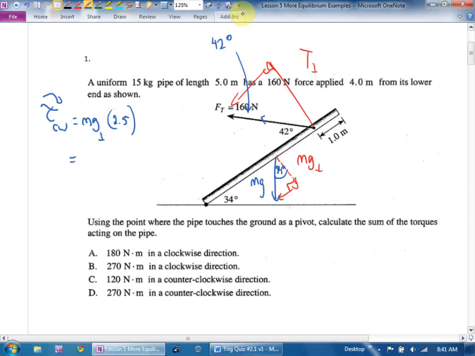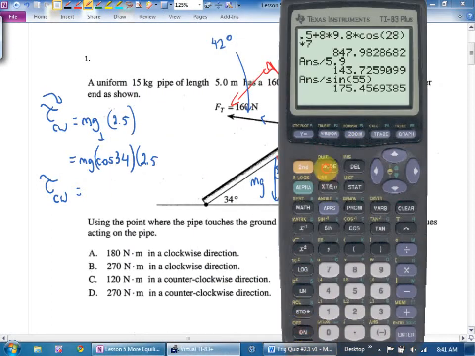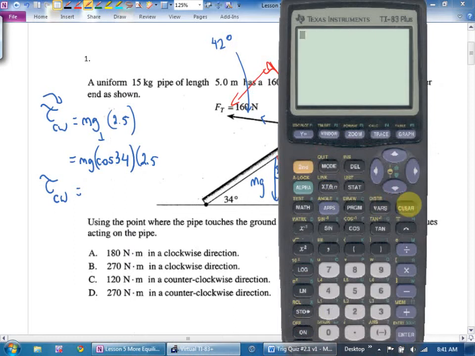So I think this ends up being mg cosine of 34 times 2.5. The clockwise torque ends up being, math 12s, make sure you're in degrees. Am I in degrees? I am. The clockwise torque ends up being m, 15, times g, 9.8, times cos 34, times 2.5. And I get 304.67.